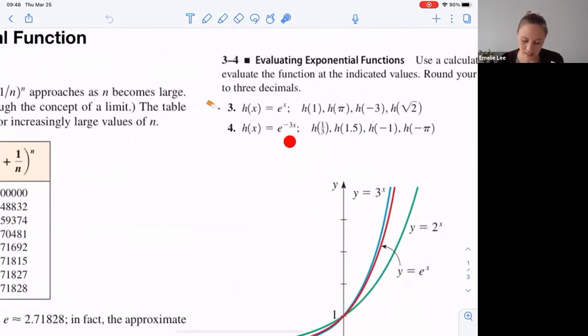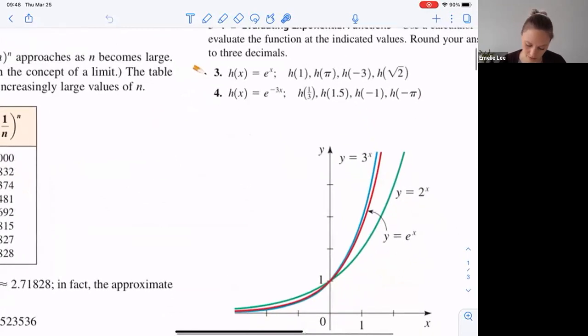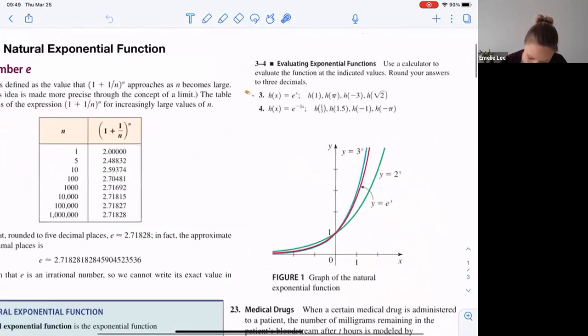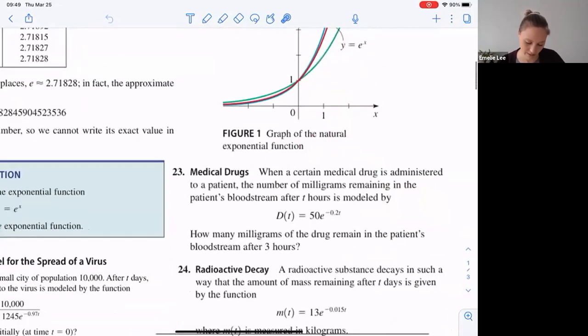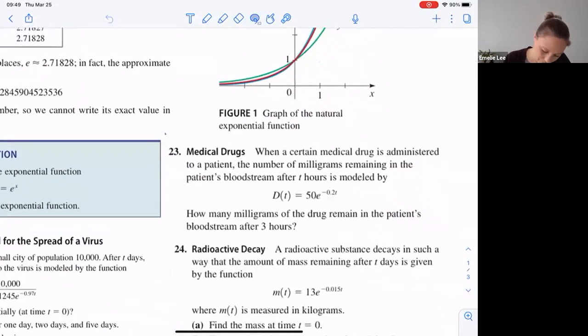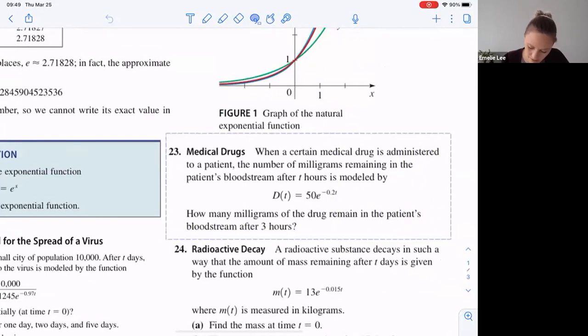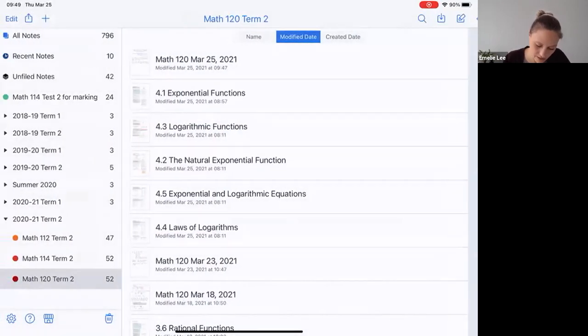Finding e to the negative 3x, where x is maybe negative pi, right? Really kind of upping the ante. And remember, you have the solutions, so you can check your work, but make sure that you're getting the same answers. And hey, look, it's the same graph that we just did, but we just kind of winged it, right? Cool like that. So I do want to talk about this question here.